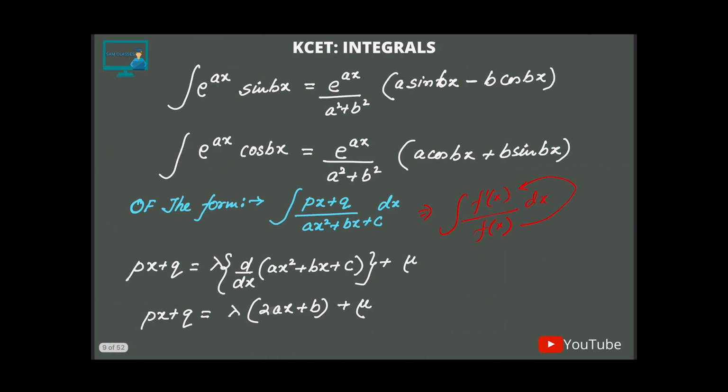Coming to this, these two formulas are also very important. Whenever you have the integral of e power ax sine bx, that is equal to e power ax by a square plus b square, times a sine bx minus b cos bx. What is the difference with the cos version? In the cos part, this part remains the same. What changes here is a cos bx plus b sin bx. So sin changes to cos and cos changes to sin, that's it.